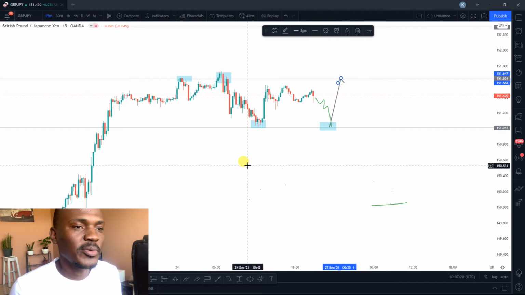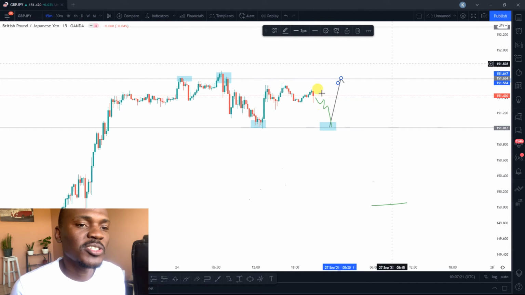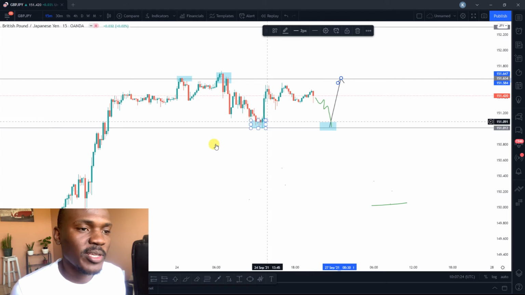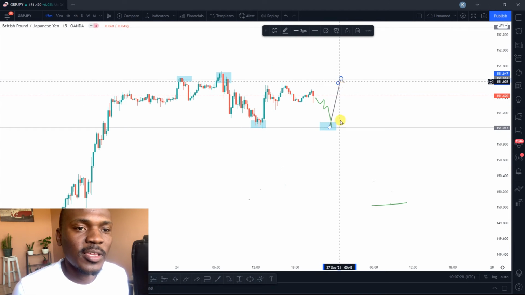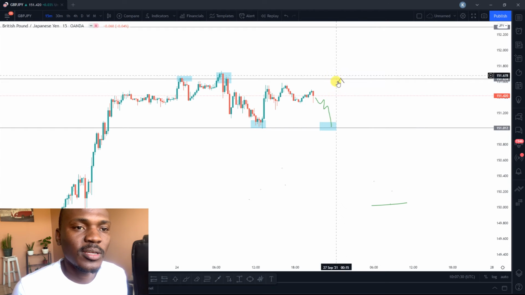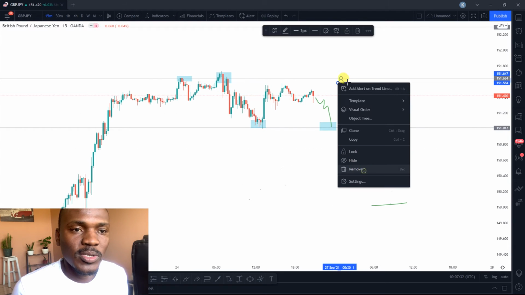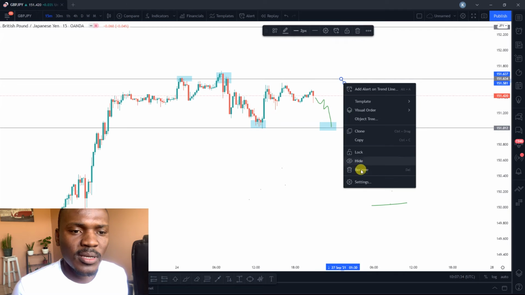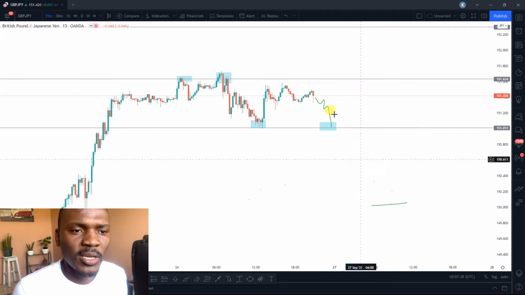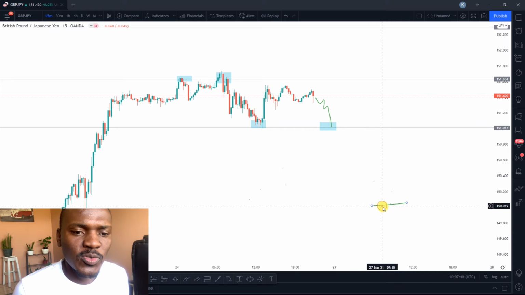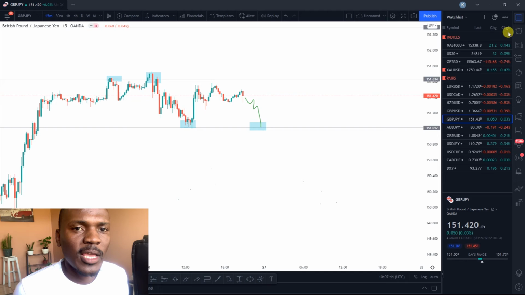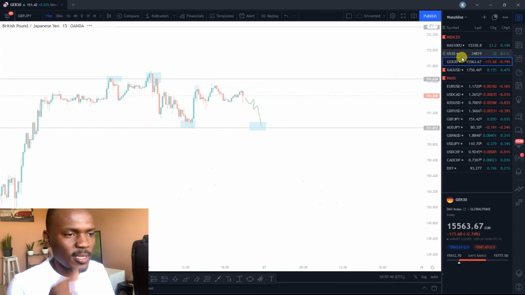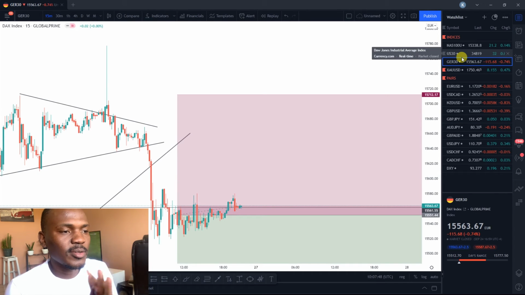It's pretty simple like that, guys. But you don't just buy, as I said. You wait for some price action, you wait for some confirmation, and see if you can get your entry. So yeah, that was GBP JPY, we call it GY. So let's move to GER, German 30, and see what we can get.